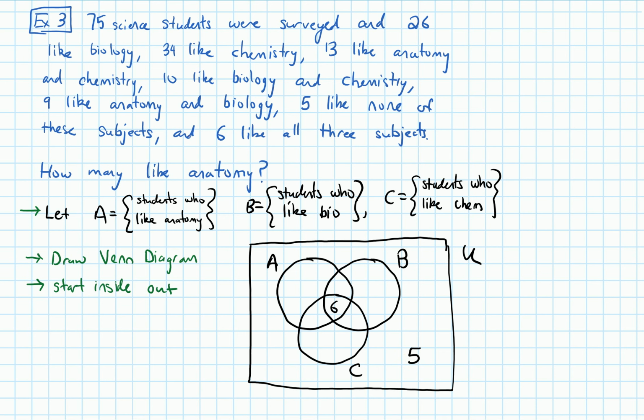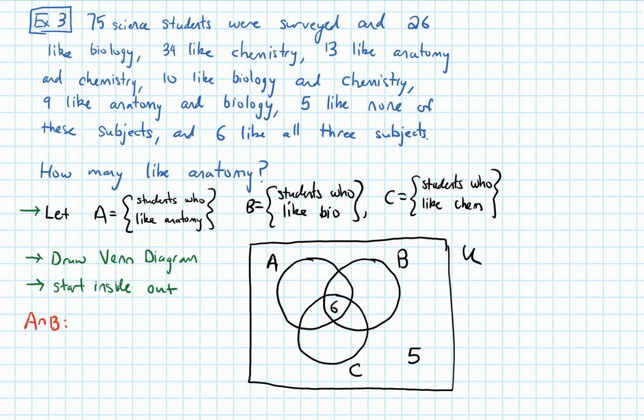So if we continue to work inside out now, it would be helpful to be able to fill out regions like this that are close to the 6, close to the most inside part. And that region that I've just highlighted, that's part of the overlap of circle A and circle B. So it's part of the intersection of A and B. So let's, in fact, think about the intersection of A and B.